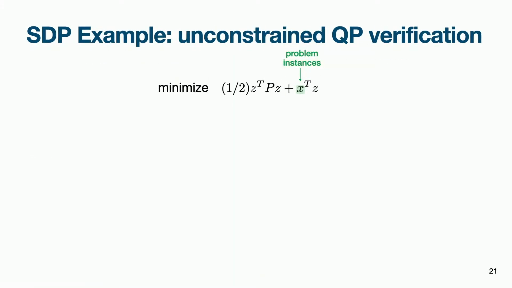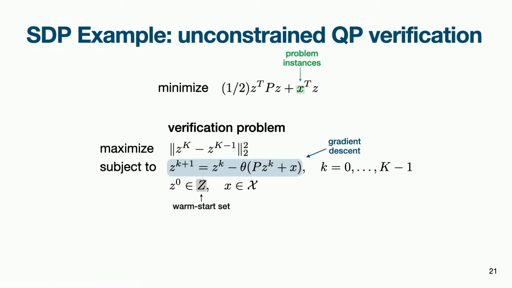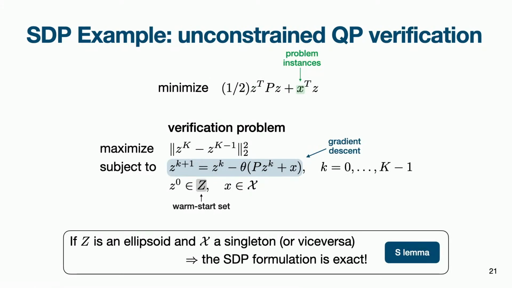But at least, for example, I'll give you a very simple case, which is an unconstrained quadratic programming problem where I change only the linear part of the objective. This problem can be written in this way, where gradient descent steps are just equality constraints. The objective is the 2 norm squared. And let's say that I now take a set of initial points as z, and the set of parameters as x. Then it's not hard to notice that if either z is a singleton or x is a singleton, this problem can be solved exactly with a semidefinite program through the S lemma, because you can condense the equality constraints in the objective, and you're maximizing a quadratic function subject to one quadratic constraint.